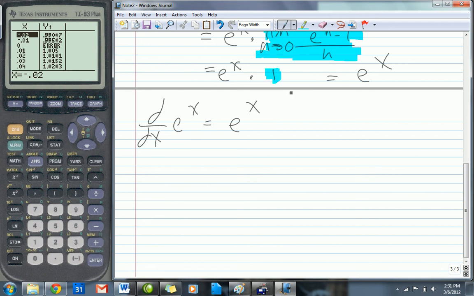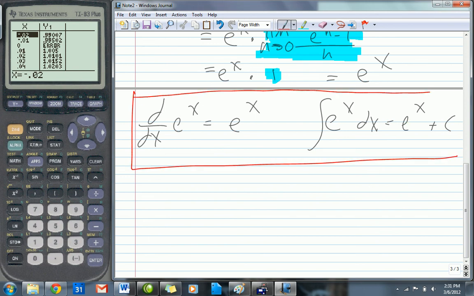Again, because the derivative of e to the x is e to the x, that means the antiderivative, moving in the other direction, the antiderivative of e to the x with respect to x, will be e to the x plus some constant of integration. So we're establishing both directions, differentiating and integrating, or anti-differentiation. This is what we come up with. That said, I have two questions for you to consider.